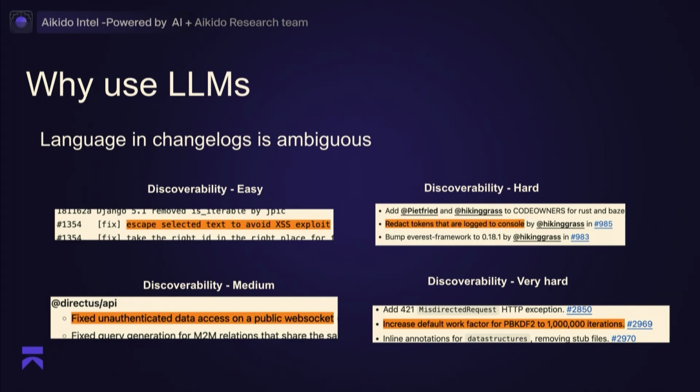The second one mentions unauthenticated data access. Well, still quite easy. Third one, redact tokens that are logged to the console. It doesn't mention that it's a secret that's getting logged. It's already a bit more ambiguous. And the last one is hard. It's like, increase the default work factor of this algorithm to 1 million iterations. It doesn't mention security, it doesn't have any type of exploit in it.